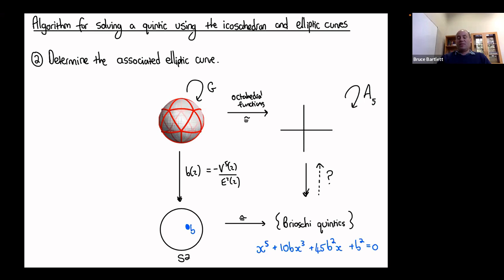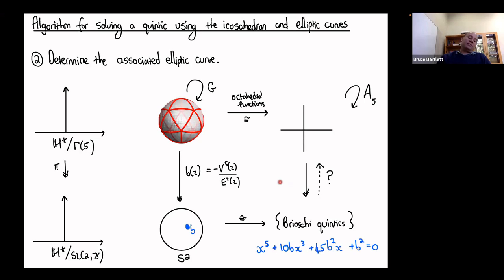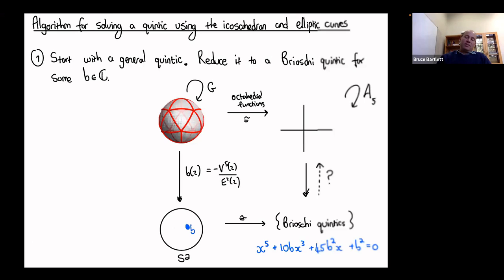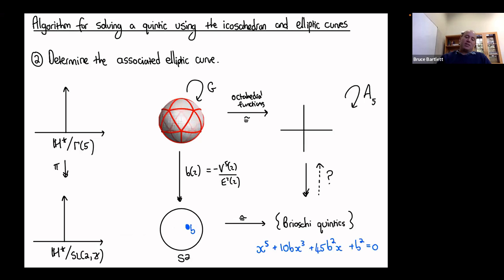Now I can answer the question, how are you going to do this? I'm going to relate it to elliptic curves. I know that this covering space is isomorphic to this covering space as well. So step 2 of the algorithm: you need to determine the associated elliptic curve. That point b is going to correspond to a certain elliptic curve, essentially the elliptic curve whose j-invariant is b. That can give me an upstairs here, by the way. I've got the Rogers-Ramanujan continued fraction being the map upstairs.